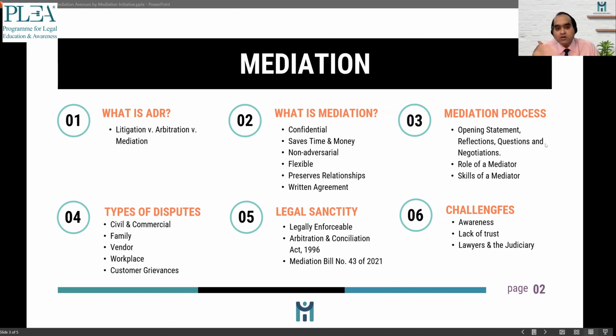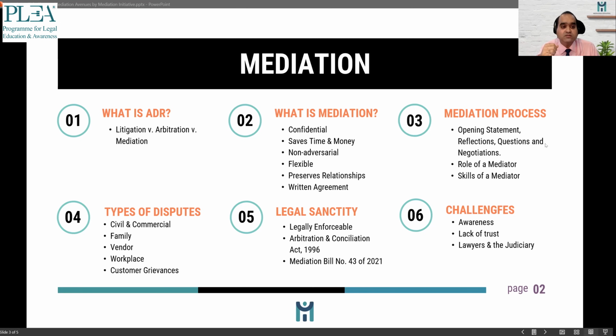So during the process, after the opening statements, the mediator will talk about the situation with the parties. He will ask them to reflect on certain issues. He will ask a lot of questions, and then there'll be the stage of negotiations. Now, having talked about these four points of opening statement, negotiations, reflections, and questions, it might seem too easy, but it is not. First of all, the role of a mediator is to be a guide.